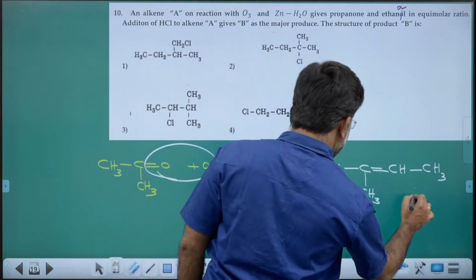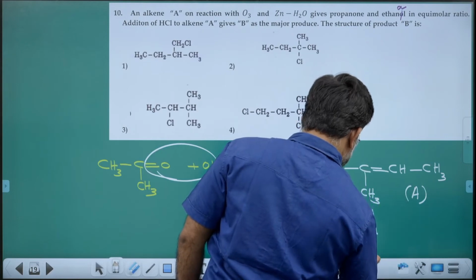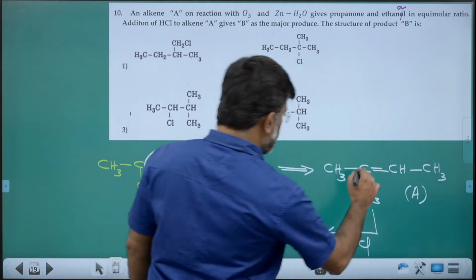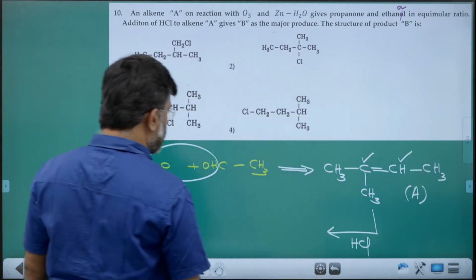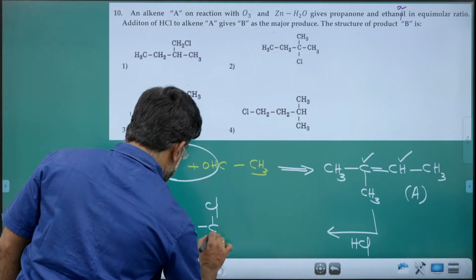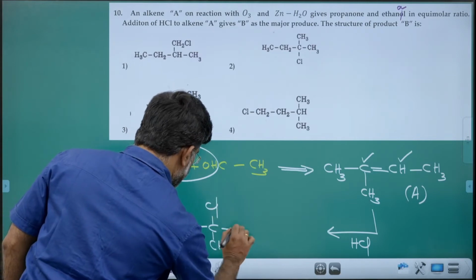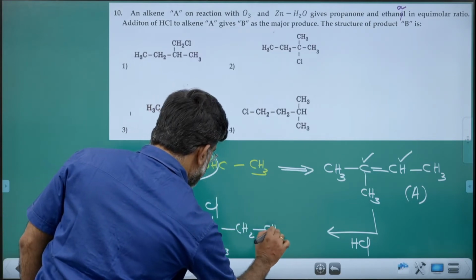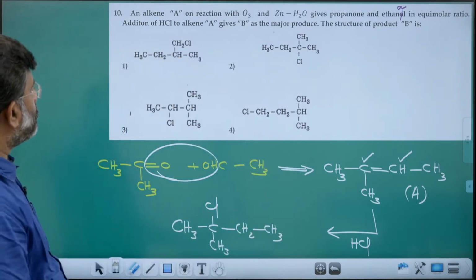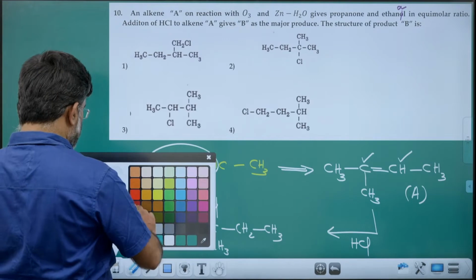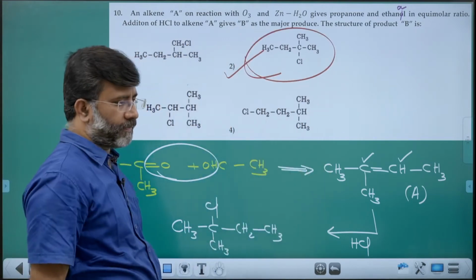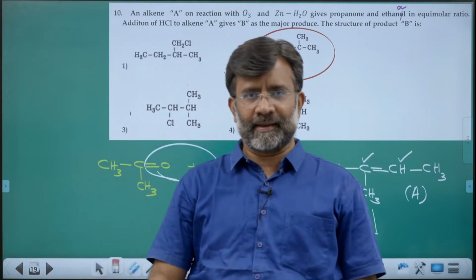This is A. When treated with HCl, there will be Markovnikov addition. Cl will come here and hydrogen will come here. And the product is CH3CCl(CH3)CH2CH3. You get this? Which one is the answer? Option second choice. This is the correct answer. I think it is clear. Next one.